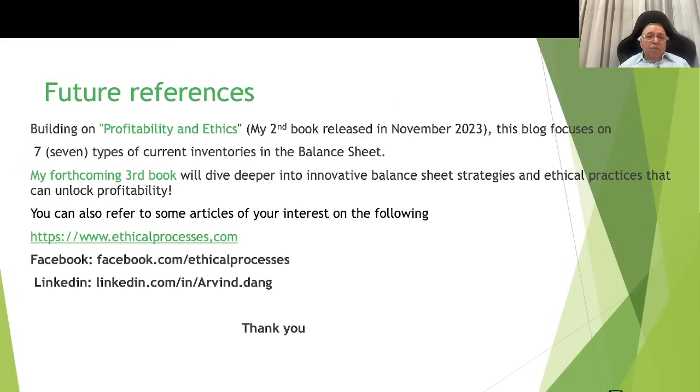Now, my second book was titled Profitability and Ethics, and it was released in November 23. And this blog is primarily focusing on the seven types of current inventories in the balance sheet. I have planned to come out with a third book, which will dive deeper into the innovative balance sheet strategies and ethical practices that can unlock profitability.